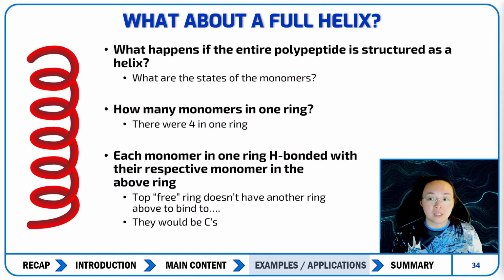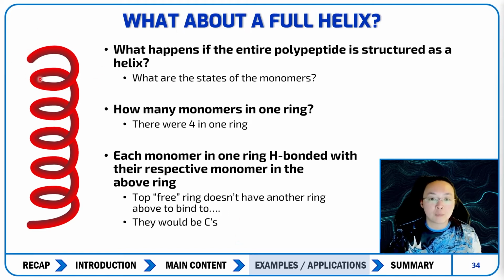Now we want to take a look at the full helix. What would the sequence be? From our examples before, we had 4 monomers in one ring going from bottom to top. We had the bottom 4 monomers being hydrogen bonded to the ones on the top. So this would mean every monomer is H bonded for a full helix, except at the top of the helix.